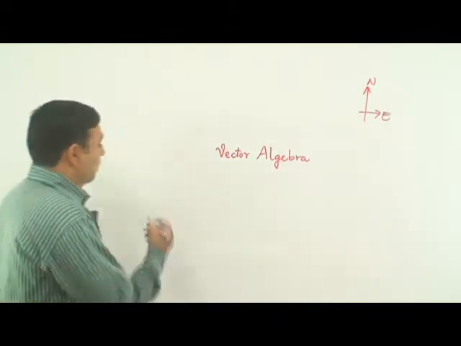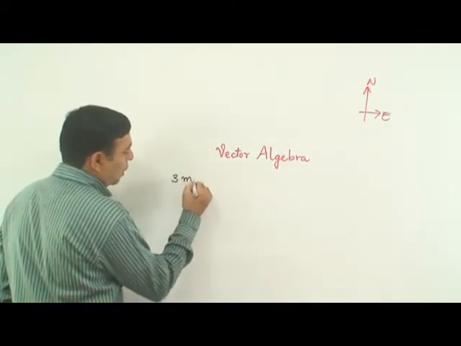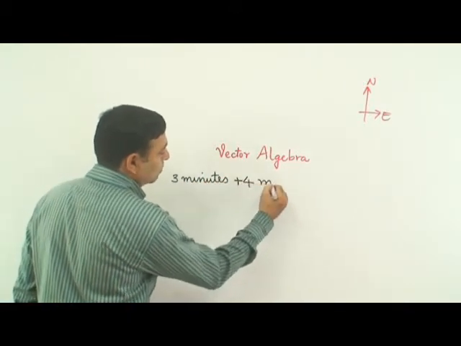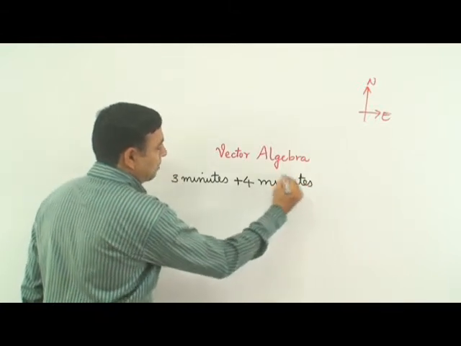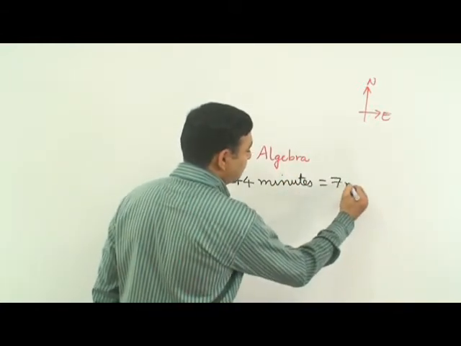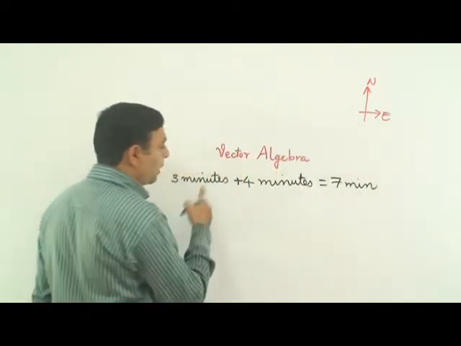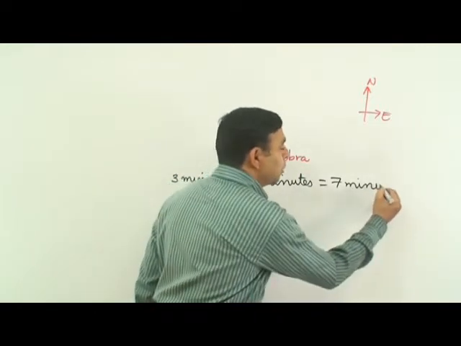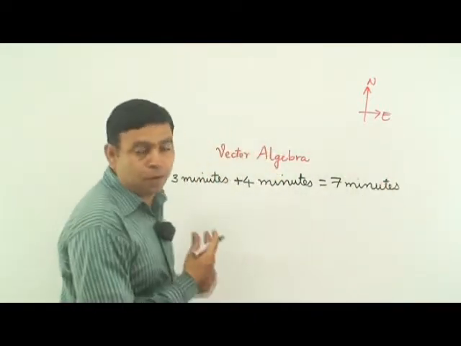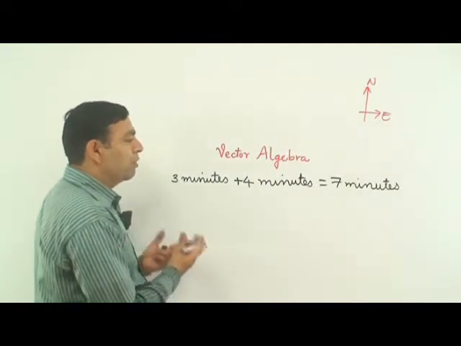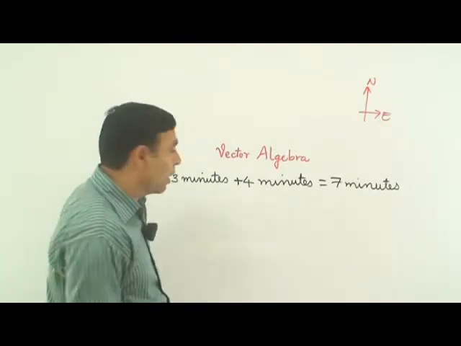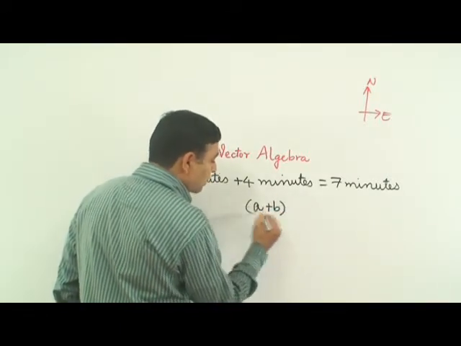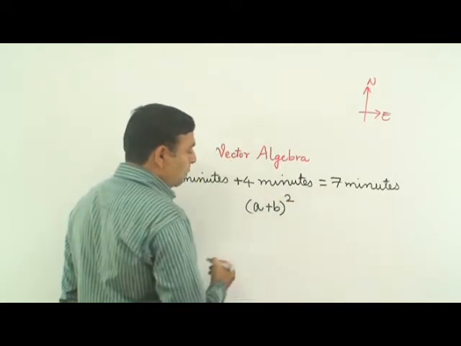Suppose you take 3 minutes to eat your food and another 4 minutes to dress up. Put together, time is always going to be 7 minutes. That means 3 minutes plus 4 minutes is always going to be 7 minutes. Time is a scalar. It will obey the ordinary rules of algebra, ordinary addition, whatever we have learned in our basic classes.